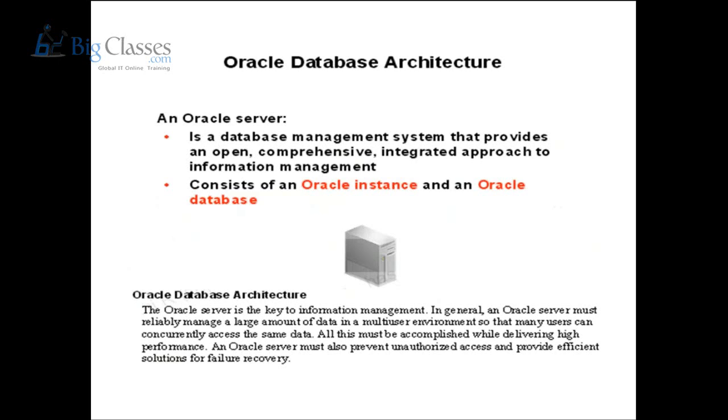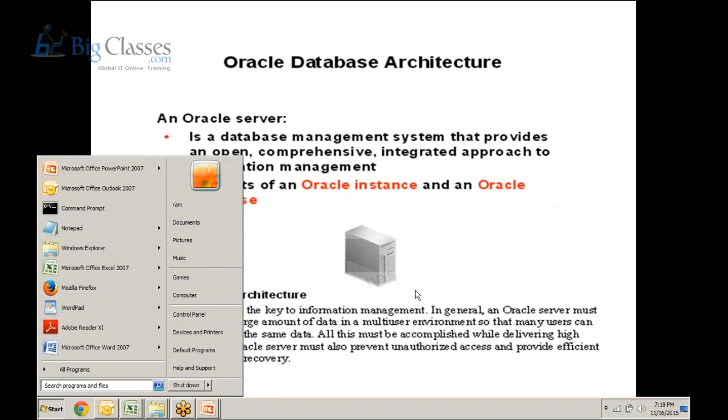Okay, so it basically consists of 2 components. The first part is called an Oracle instance, and the other one is called an Oracle database, right? Oracle architecture mainly has 2 components. First is called the Oracle instance, and the other one is called the Oracle database. So first, what do you mean by Oracle instance?